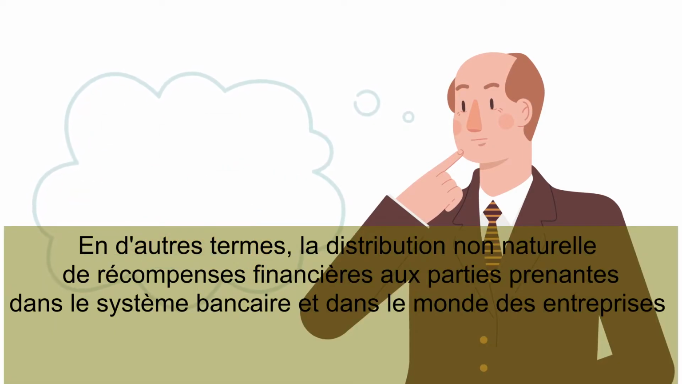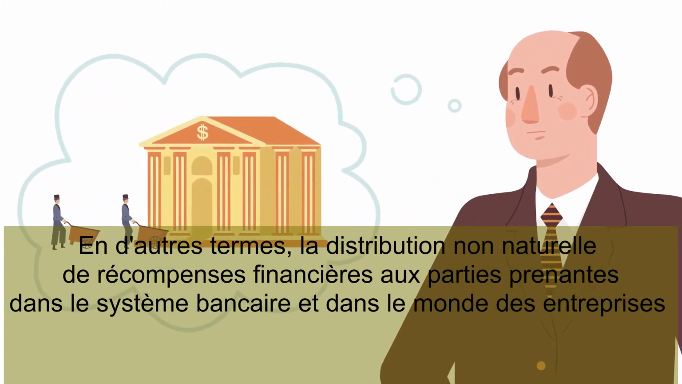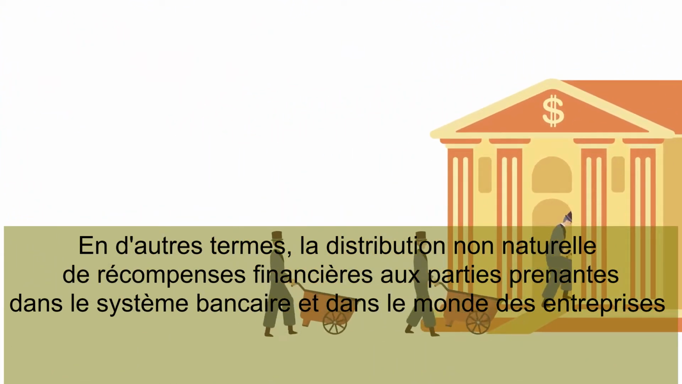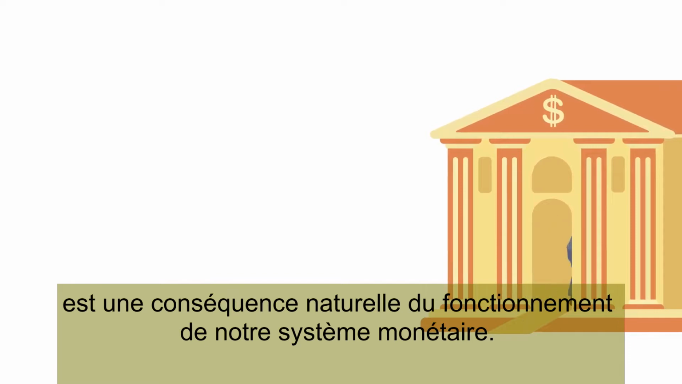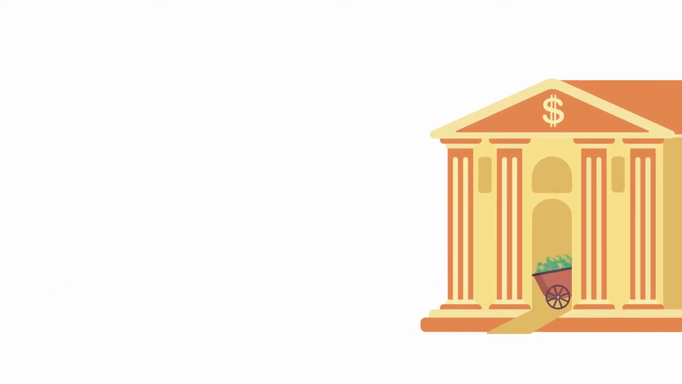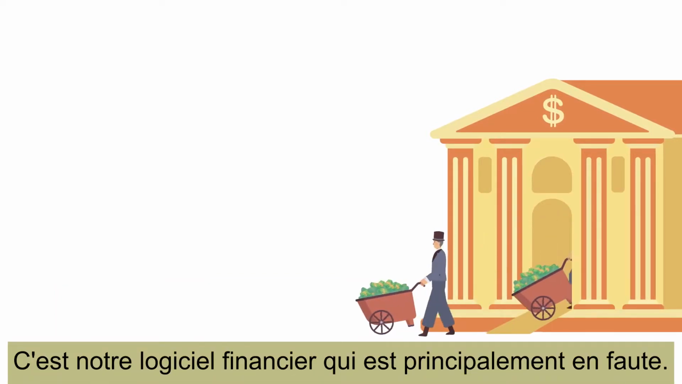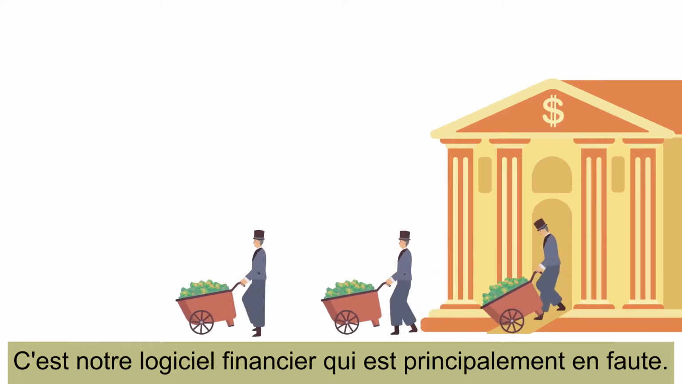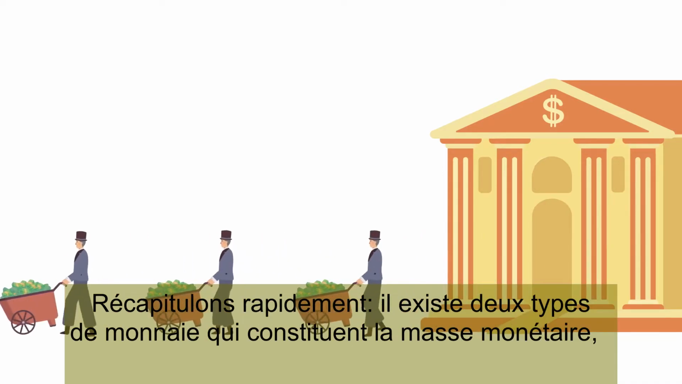In other words, the unnatural distribution of financial rewards to stakeholders in the banking system and throughout the corporate world is a natural consequence of how our money system works. It is our financial software that is mainly at fault. Let's do a quick recap.